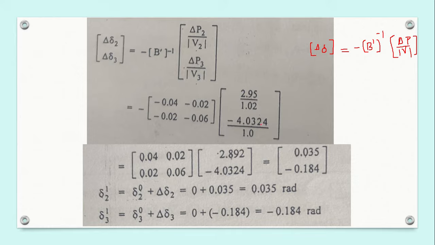minus 4.0324 divided by 1 is minus 4.0324 itself. So then multiply these two matrices, we will get a 2 by 1 matrix like this. That means delta 2 is this value 0.035 and delta 3 is this value minus 0.184.